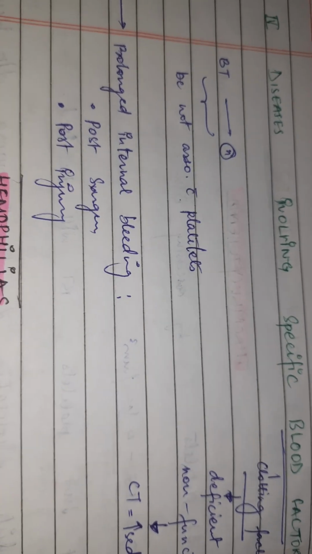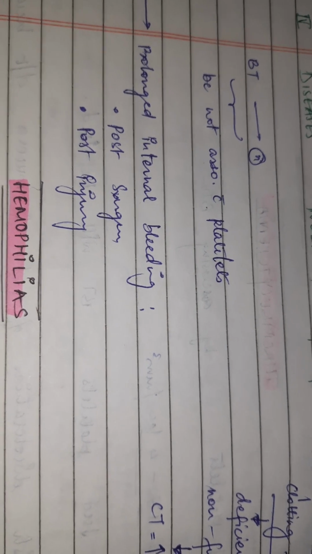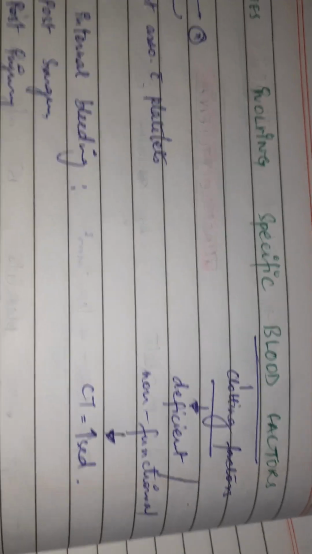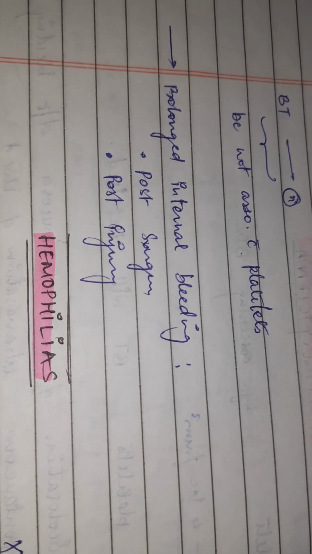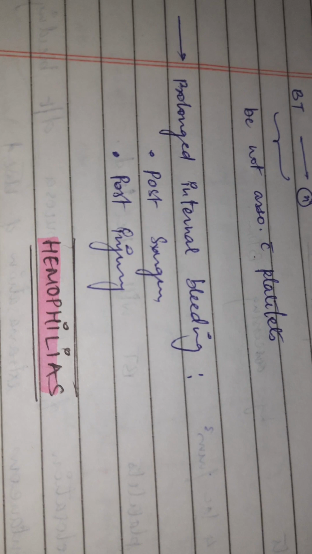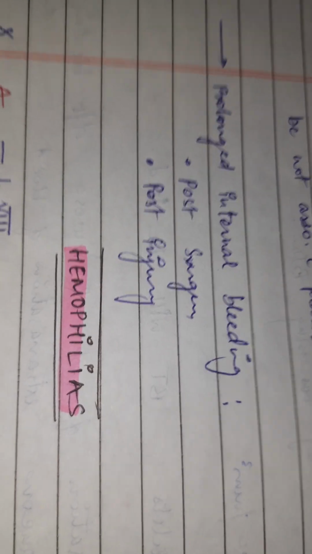Clotting time will be increased, but bleeding time is normal because it is not associated with platelets; it is associated with blood factors. Prolonged internal bleeding occurs post surgery or after injury.